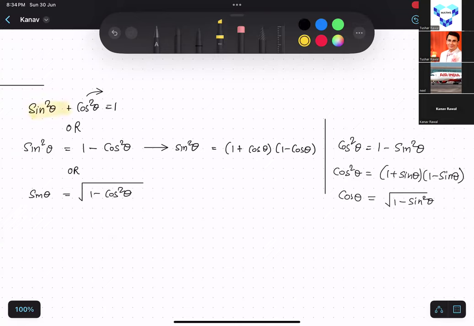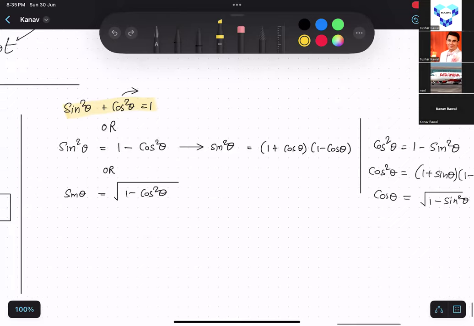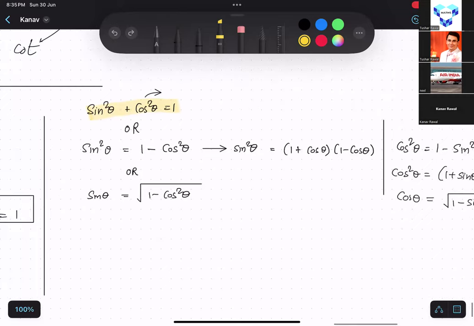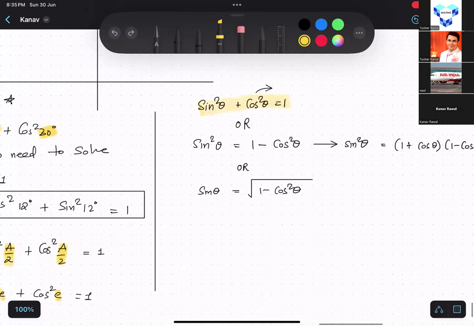So do we have to remember all of it? Absolutely no. Just remember, if the question is somewhere here, I should apply the sin square theta, cos square theta identity. I will teach you how to apply. Is that thing clear? Yes, sir. The important thing is, if the question is in sin square, cos square, you should apply the first identity. That is more important to understand.